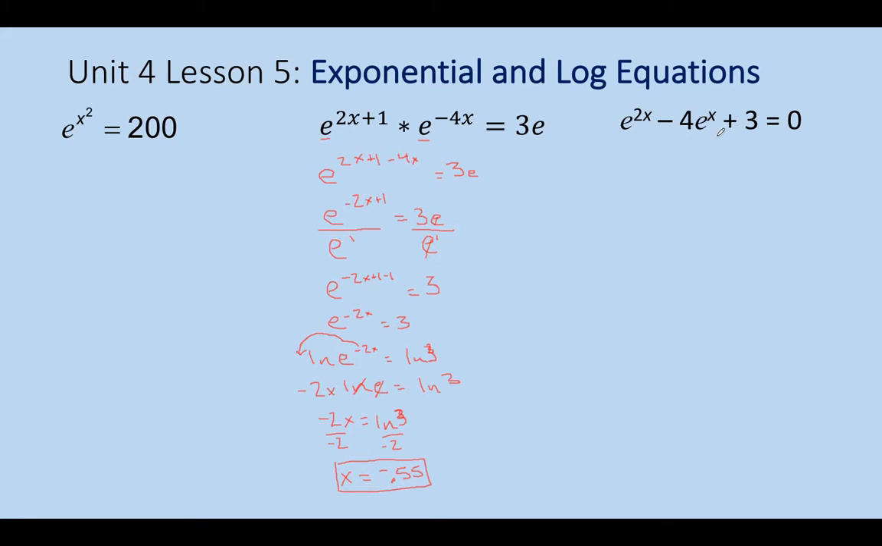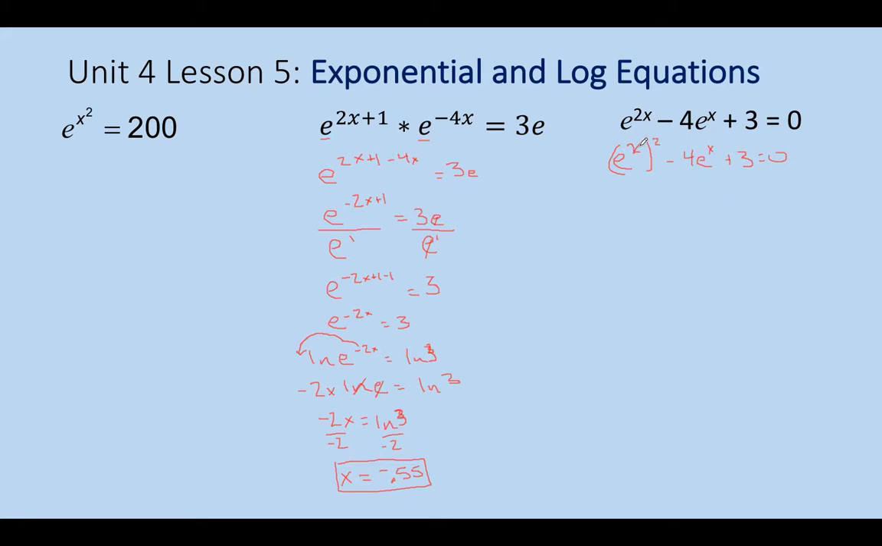All right, over here, we've got what appears to be a quadratic of sorts. So here's how we might go about doing this one. I'm going to break this up, this first one, into e to the x squared minus 4 e to the x plus 3 equals 0.